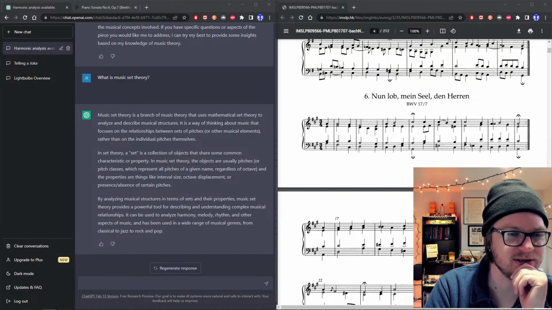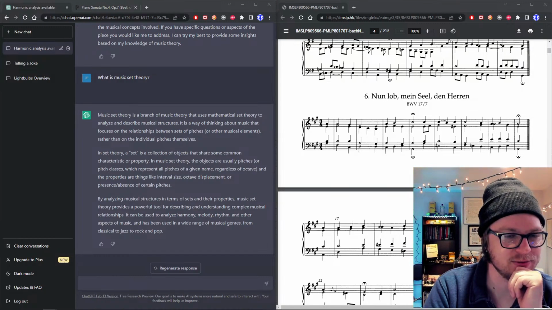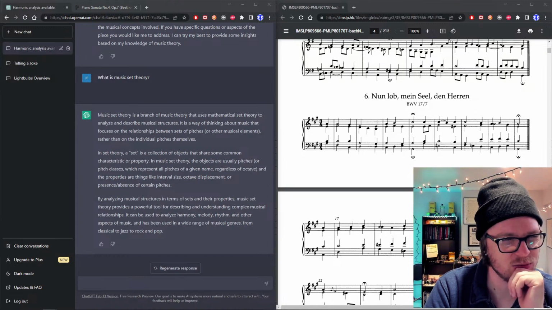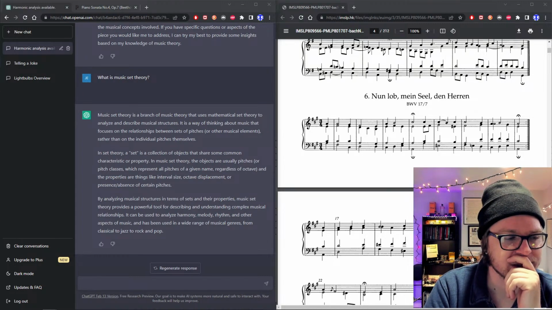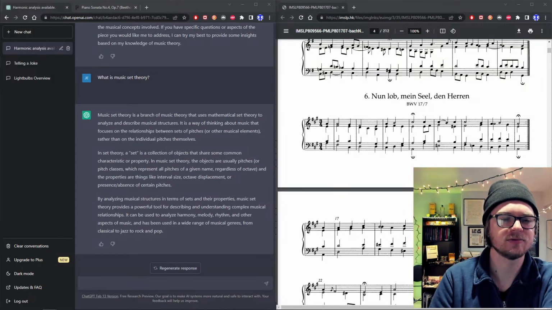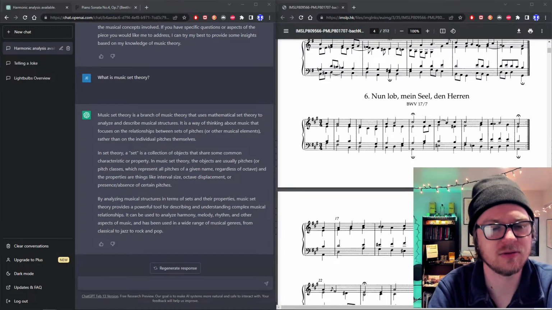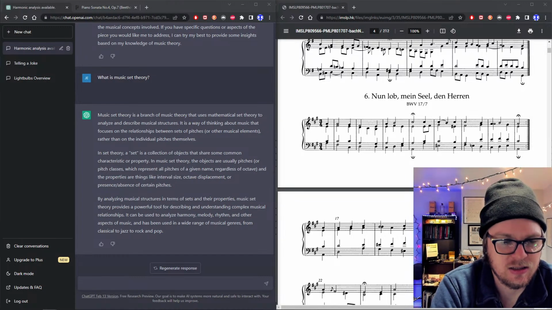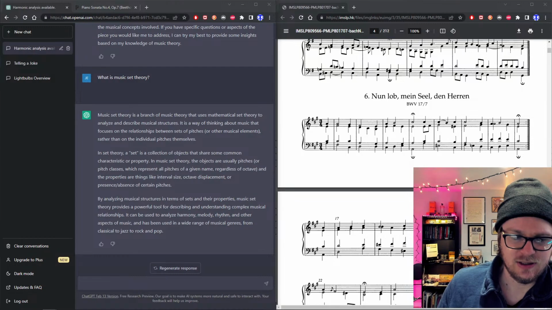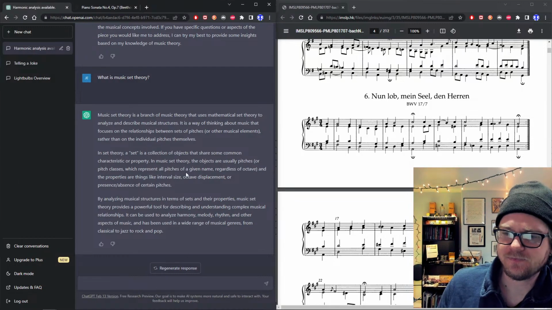So, music set theory is a branch of music theory that uses mathematical set theory to analyze and describe musical structures. So, we have to think about music that focuses on the relationship between sets of pitches, other than musical elements, rather than on the individual pitches themselves. Okay. I can see where it's coming from. In set theory, a set is a collection of objects that share the same common characteristics and properties. In set theory, objects are usually pitches, blah, blah, blah, blah. So, it kind of understands. Okay, that's a decent description of it.